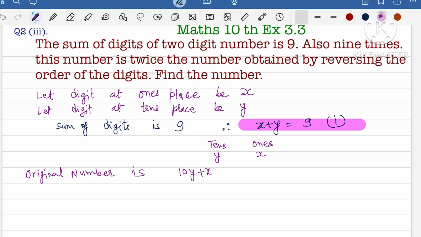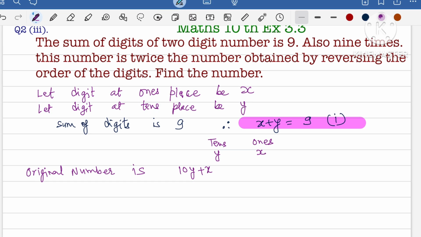So to obtain the two-digit number 32, we have to write 3 into 10 plus 2. Same way here, the tens place was y, so it was 10 into y plus x. This is the original number.